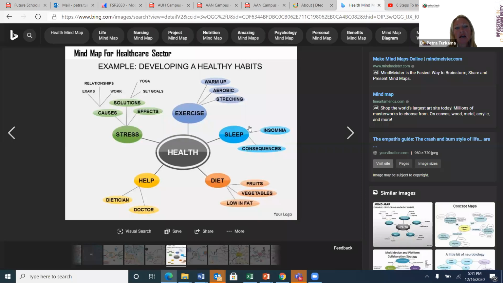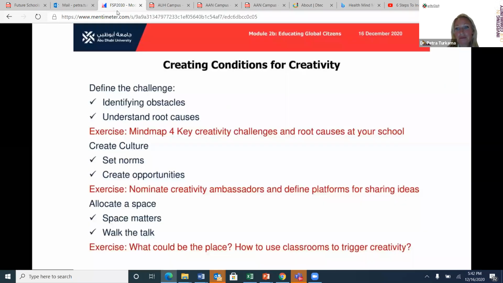I would always say that visuals help. That is one big way of teaching creativity as well: letting students doodle, doing something hands-on, something visual, not just narratives. Creating culture, setting norms, and creating opportunities.